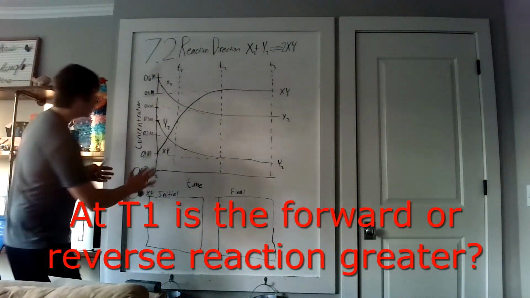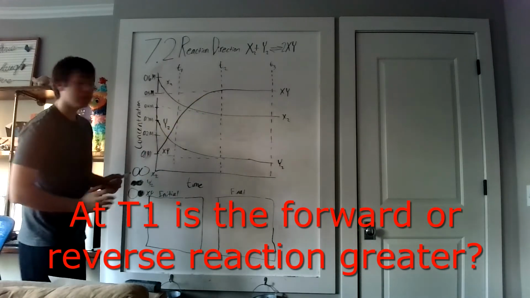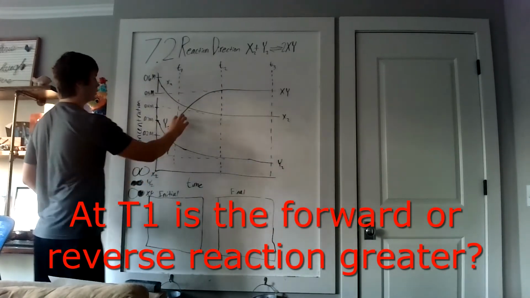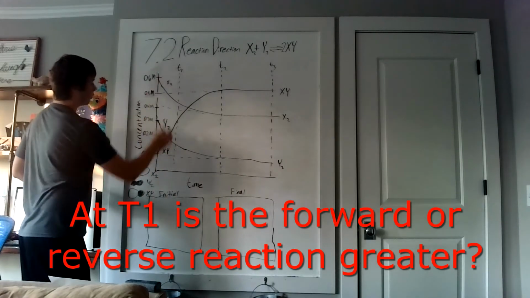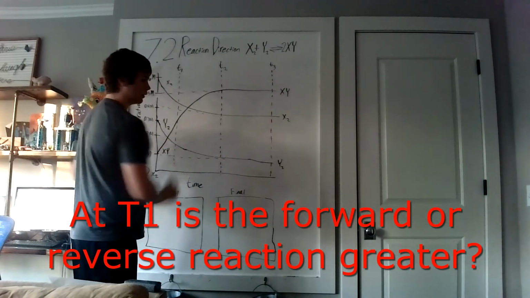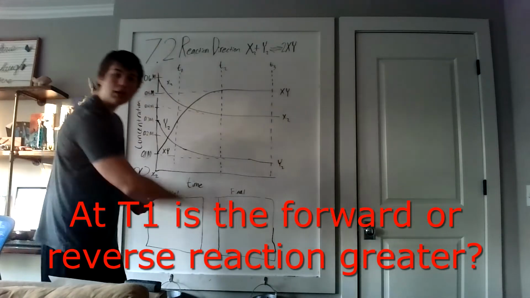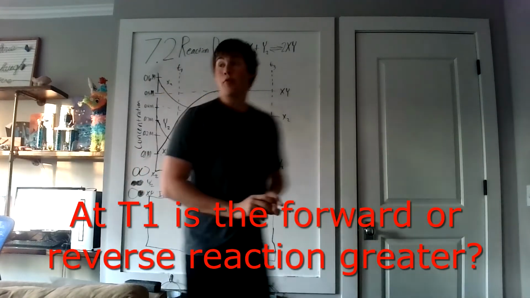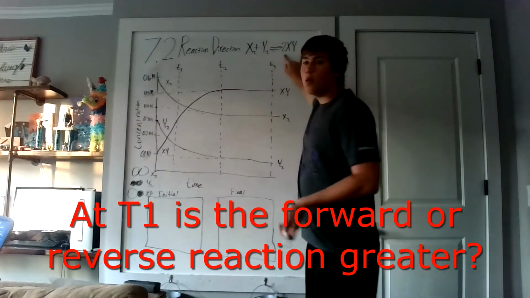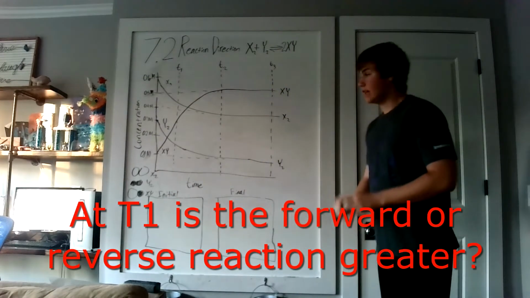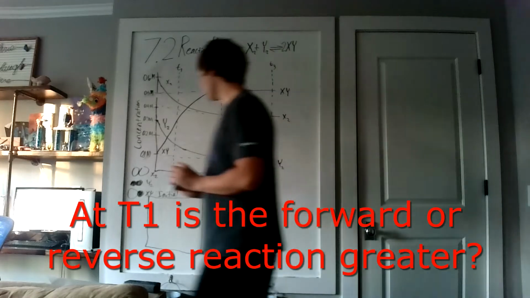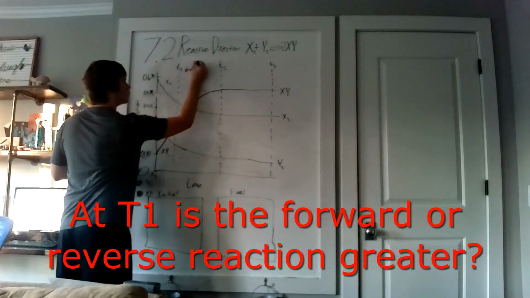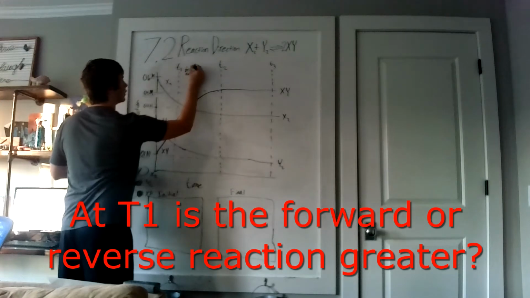As you can see, our XY, or our product, is greatly increasing at this point, while X2 and Y2 are both decreasing. So our reactants are decreasing and our products are increasing. So that means that the forward reaction is outweighing the reverse reaction at this point. So the forward reaction is greater at this point.